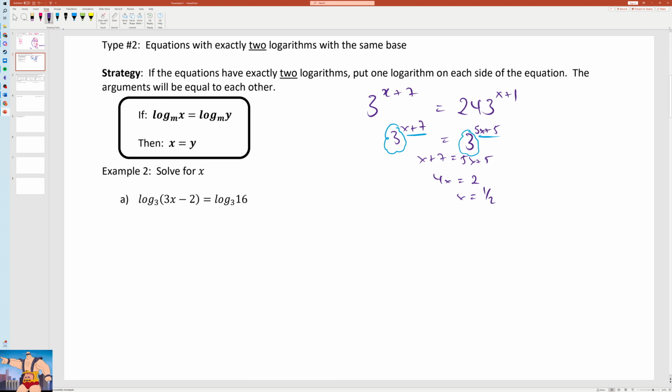That's basically it. Okay, so we're going to apply the same strategy here. If we can get their logs to agree and match, well, their inner parts, their arguments, must also match. Okay, let's give it a shot. Well, we're starting off nice and easy because the logs are already agreeing. Therefore, the inner part of the log, the argument, 3x minus 2 is equal to 16. Okay, and now we're going to isolate for x. 3x is equal to 18, not -18. And then x is equal to 6.